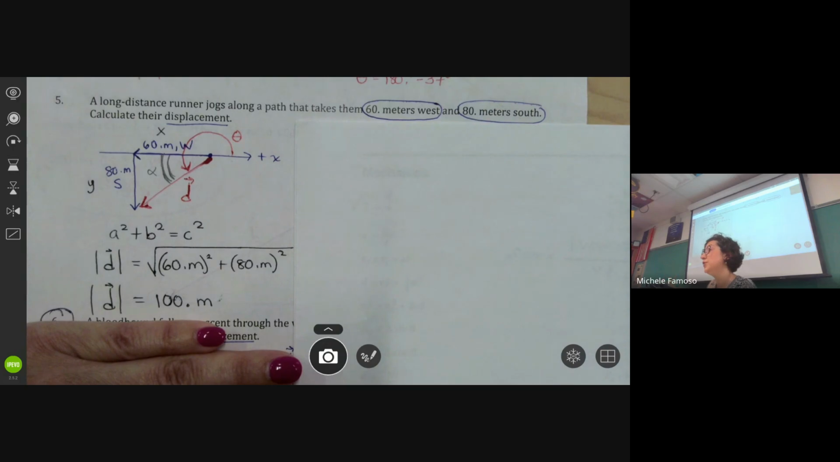So if you just wrote 100 meters without the decimal point, you're going to lose a point on your test tomorrow for precision, sig figs. Make sure you follow the precision, sig figs.